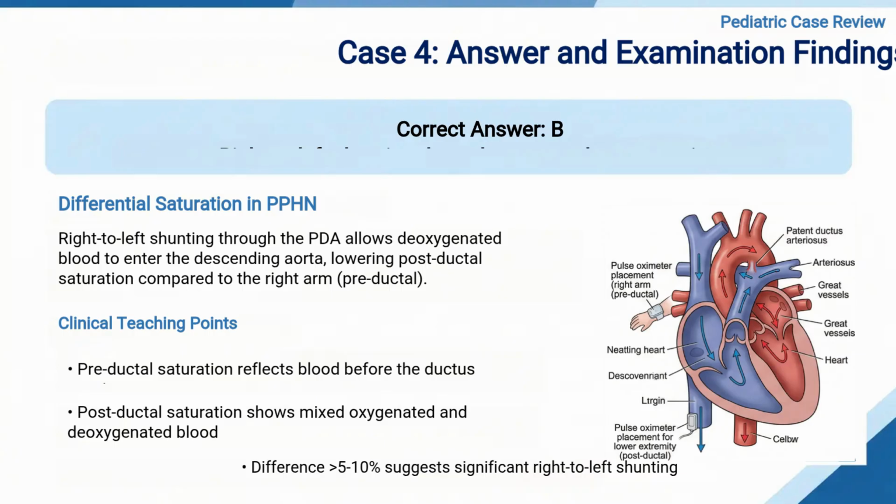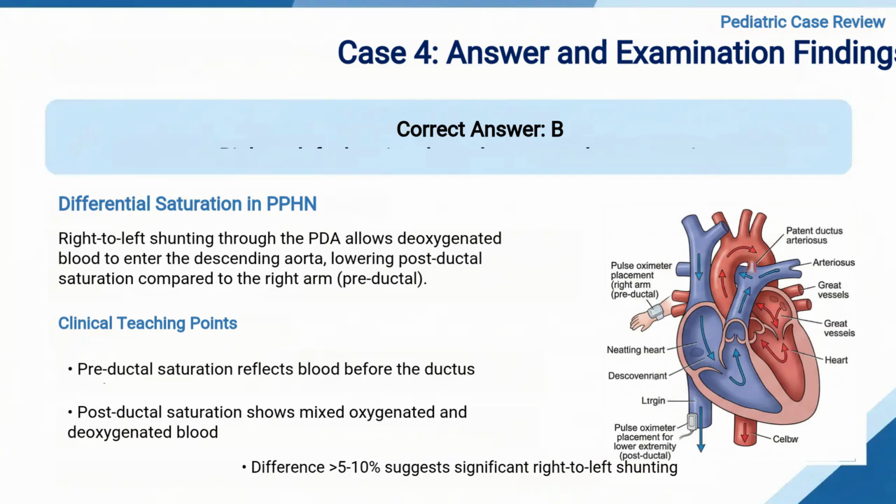In PPHN with elevated pulmonary vascular resistance, deoxygenated blood from the right ventricle is shunted through the patent ductus arteriosus into the descending aorta. This lowers the oxygen saturation of blood supplying the lower body, creating the characteristic differential. Preductal saturation at the right hand reflects blood before the ductus and is therefore higher.